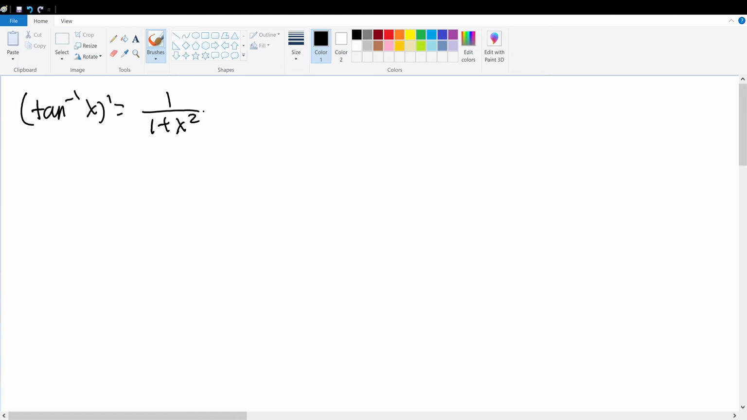In this video, we're going to be proving the derivative for the inverse of tangent function is equal to 1 divided by 1 plus x squared. To do this, we're going to first assume the inverse of tangent x is going to be equal to y. Therefore, by definition, tangent of y will be equal to x.